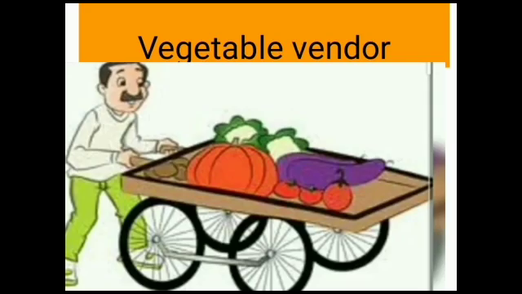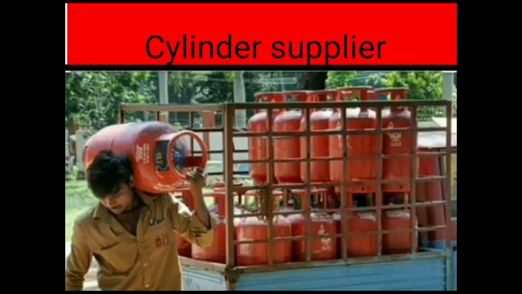The next one is the cylinder supplier. He delivers cylinders to your house. It is good to behave properly with these people. Some other outsiders you can see are fruit sellers, flower sellers, furniture sellers. A lot of people are there. What you have to do? You have to welcome them properly and talk with them properly.